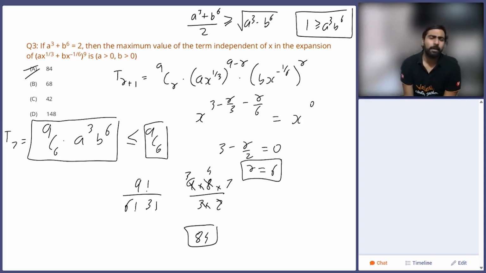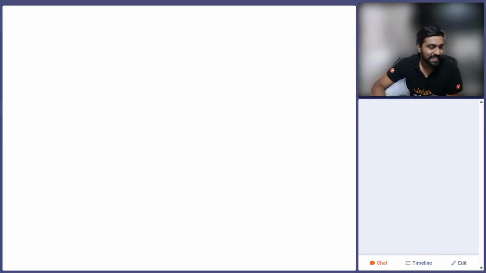Option A will be the maximum value of the independent term, because a cube plus b power 6 is equal to 2. Okay, anytime you see product and sum given, always AM greater than or equal to GM should directly click in your mind. Okay, everyone.